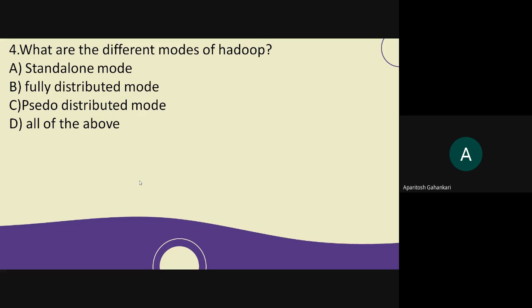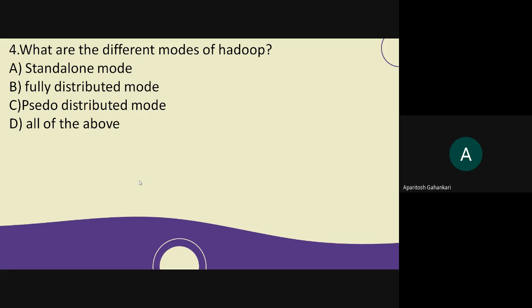So in the standalone mode, what is done? In the single PC, you are trying to test your application. That is as good as it is behaving as your client and server. Okay, and in standalone mode, there is no role of Hadoop. Hadoop is not playing any role. Okay, but in pseudo distributed mode, what is happening?